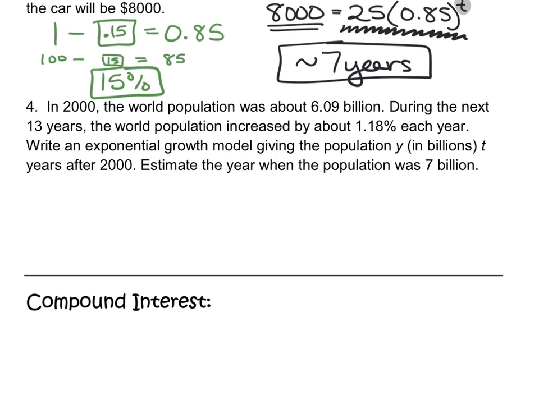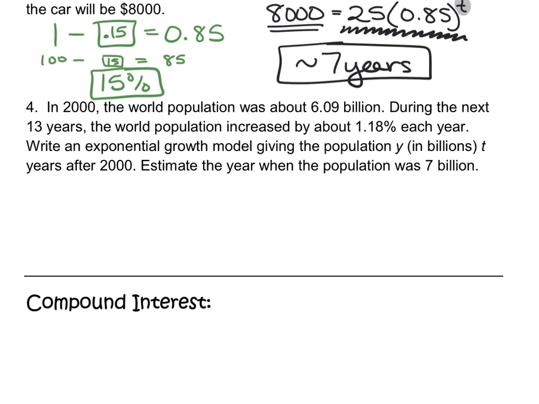Let's see another example. So car, technology, any sort of things you purchase and try to sell back is always going to be worth less, unless it's, I don't know, souped up, or houses may increase or decrease depending on the market. It depends. But population is another interesting thing that is governed by these exponential functions. In the year 2000, the world population was about 6.09 billion. During the next 13 years, the world population increased by about 1.18% each year. Write an exponential growth model giving the population in billions t years after 2000.